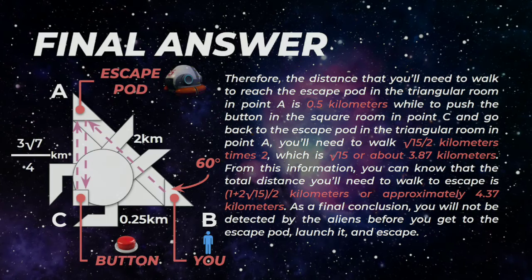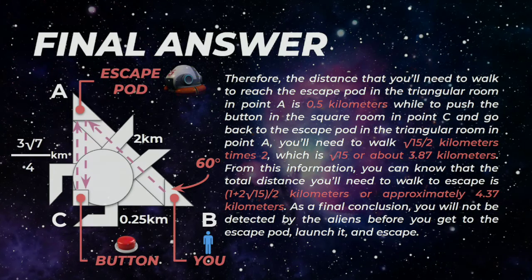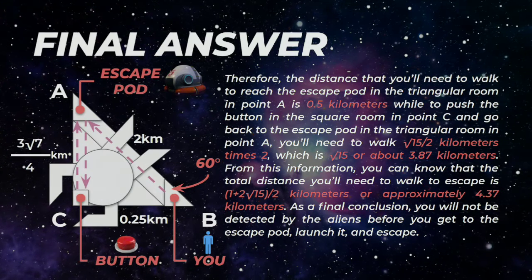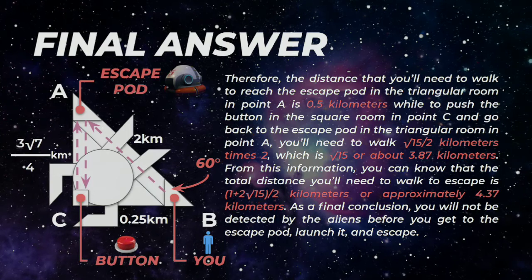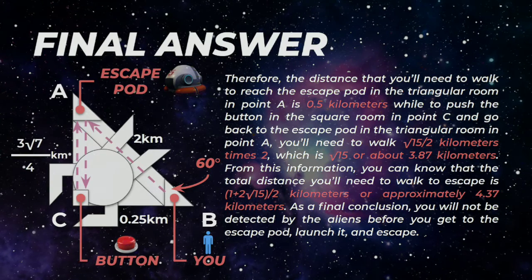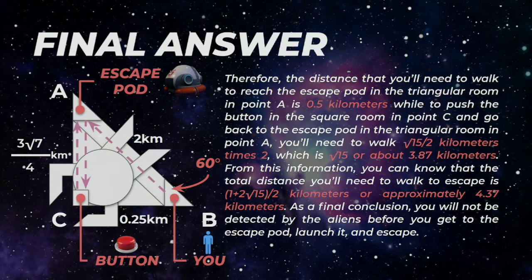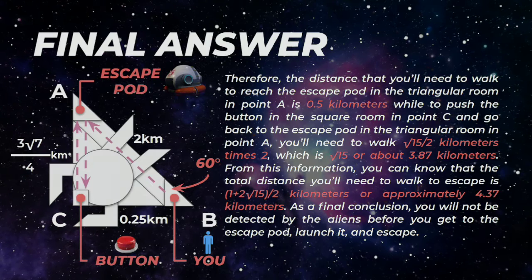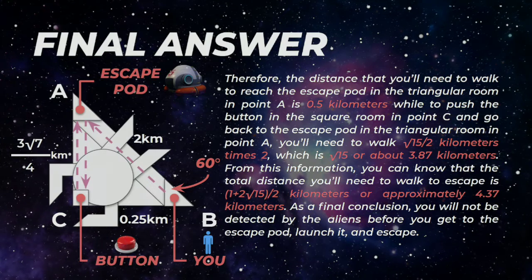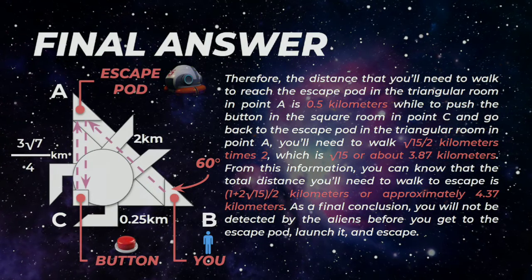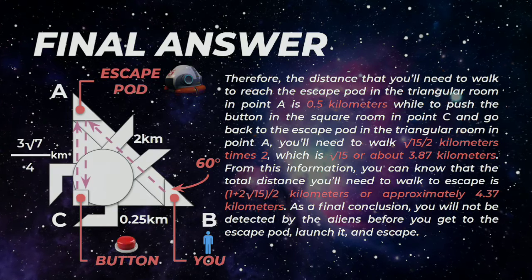Therefore, the distance that you'll need to walk to reach the escape pod in the triangular room in point A is 0.5 kilometers, while to push the button in the square room in point C and go back to the escape pod in the triangular room in point A, you'll need to walk square root of 15 over 2 kilometers times 2, which is square root of 15 or about 3.87 kilometers.